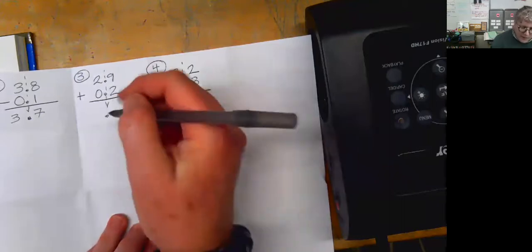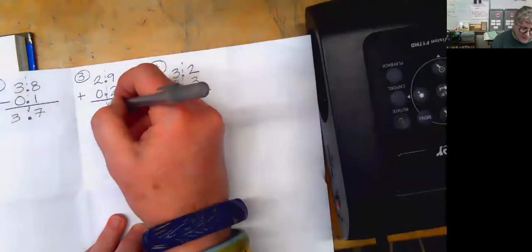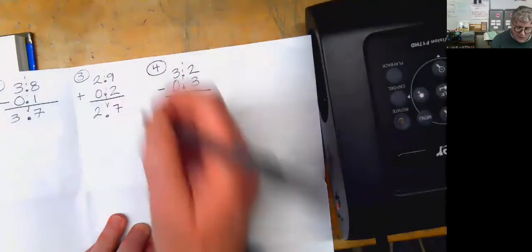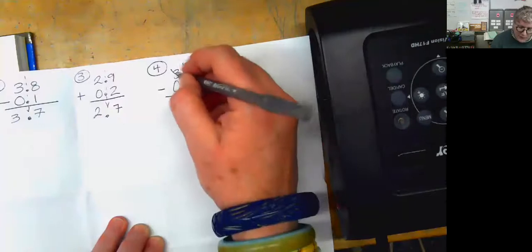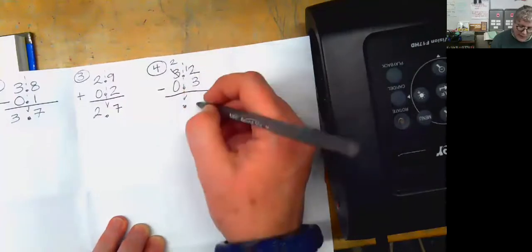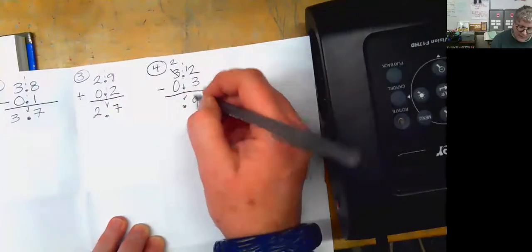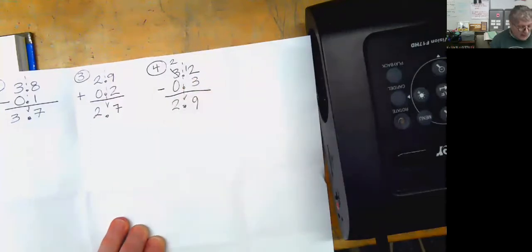All right. I got 9 minus 2 is 7, and 2 minus 0 is 2. On this one, I had to regroup, and I got 2 9/10 on that one. Okay.